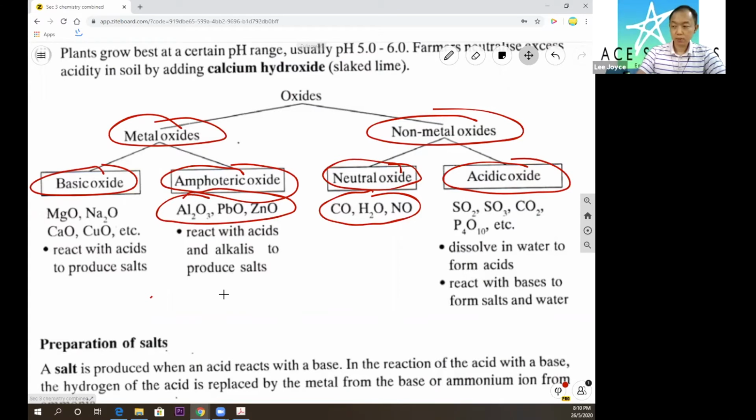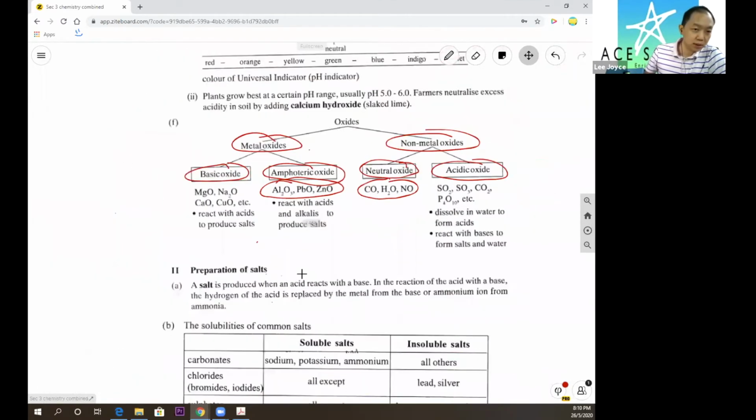Okay, you done? Memorized already, huh? So we got more stuff to memorize, right?